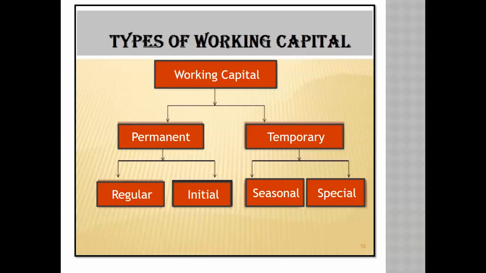Then there are different types of working capital. See, I divide working capital first into two parts. First is permanent, another is temporary. So first of all, you just understand what it means. Permanent working capital refers to the minimum amount of working capital required permanently to operate the minimum level of business activity. Clear?